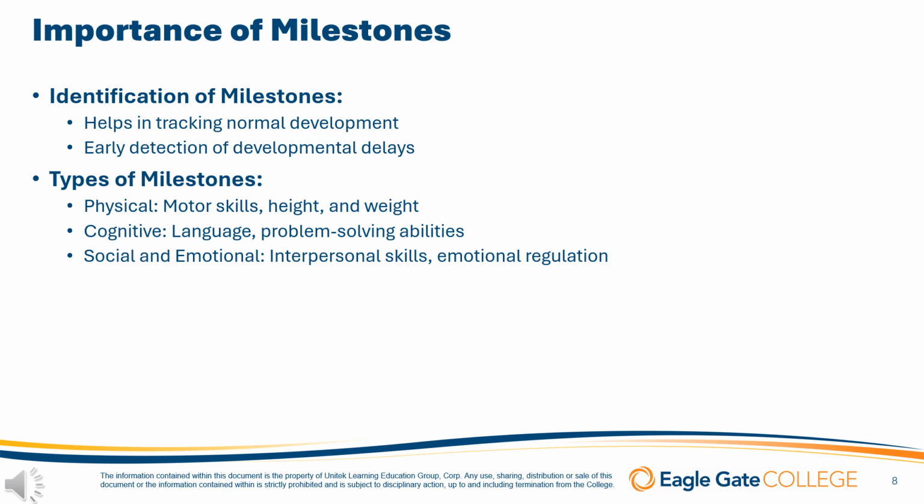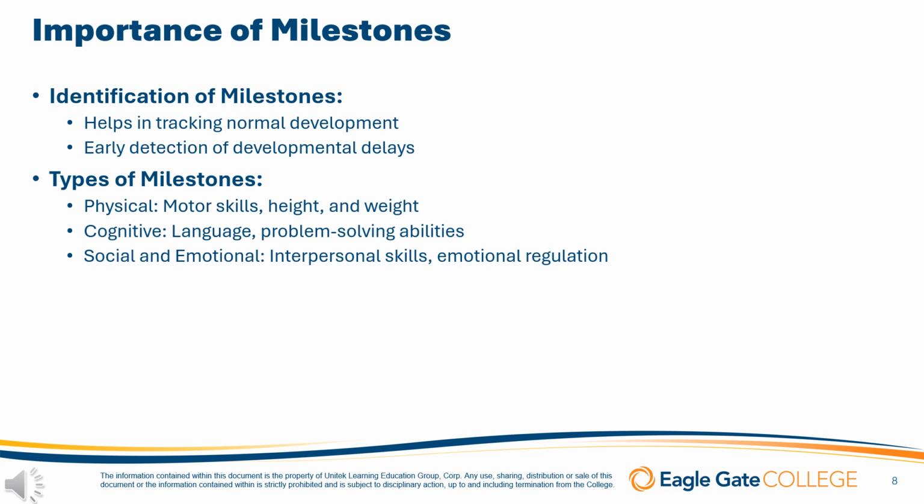These skills are critical for a child's independent interaction with their environment. Regular monitoring of a child's growth in height and weight ensures that they are growing at a healthy rate. Deviations from normal growth patterns can indicate nutritional issues or health problems that need to be addressed.